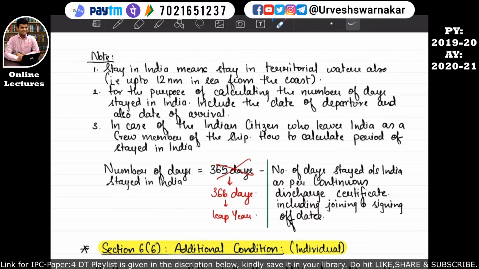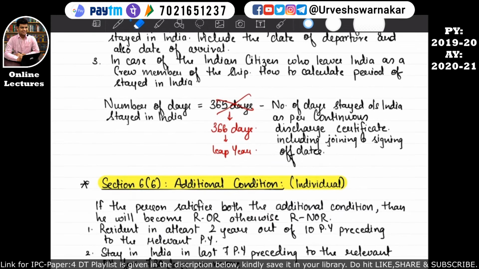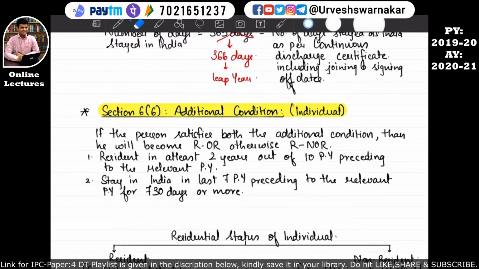In the case of an Indian citizen who leaves India as a crew member of a ship, how to calculate the period of stay in India? Number of days stayed in India is equal to 366 days minus the number of days stayed outside India as per the continuous discharge certificate, including the joining and signing dates. Okay. So now let's move on to section 6 subsection 6, that is the additional condition.